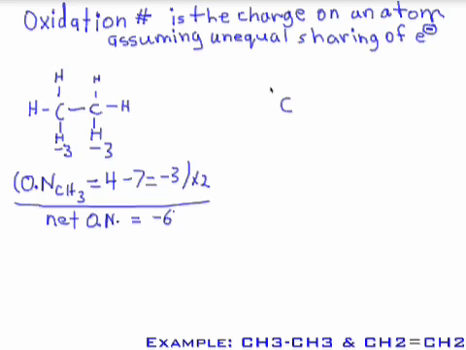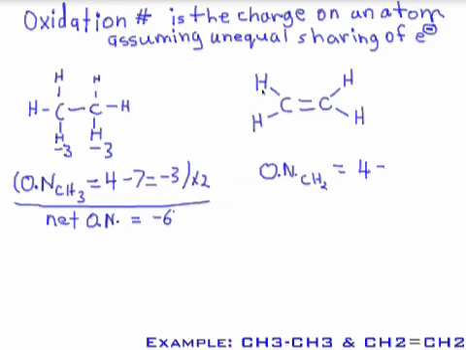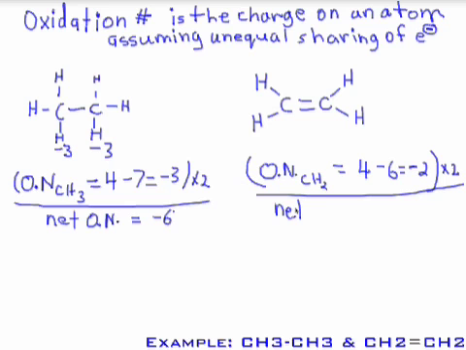Now let's do the same calc for ethene. We'll take the total number of electrons around the carbons, assuming unequal sharing. The oxidation number of a CH2 equals 4 minus, we get 2 for the carbon and hydrogen, 2 for the other carbon and hydrogen, that's 4. 1 for the pi bond, 1 for the sigma bond, that's 4, 6. 4 minus 6 equals minus 2. We have 2 of these, so it's times 2. So my net oxidation number equals minus 4. Each carbon has minus 2.